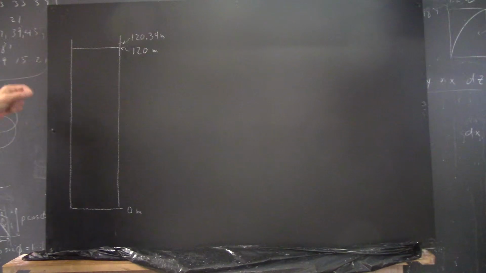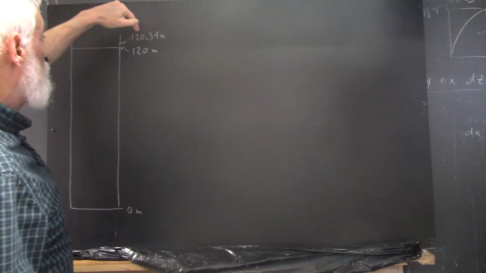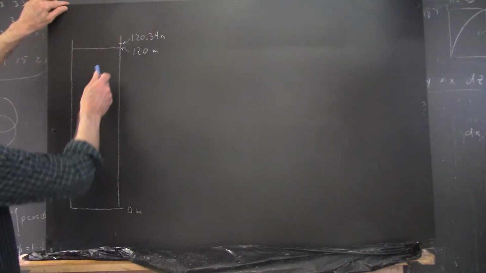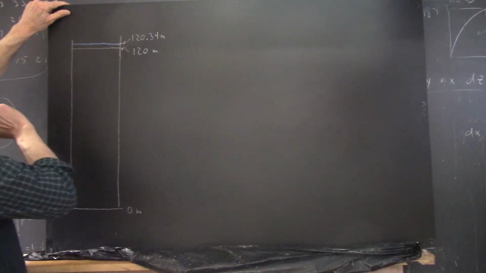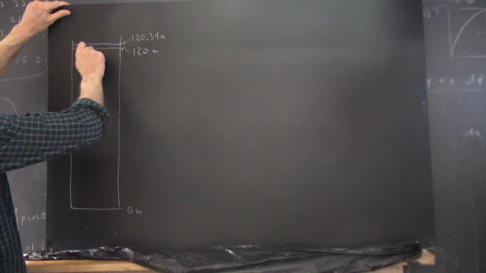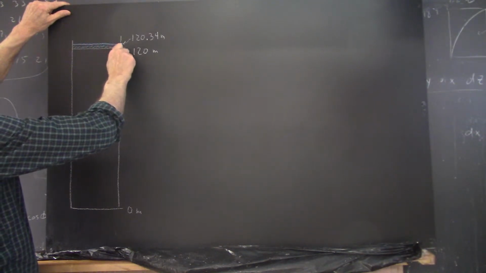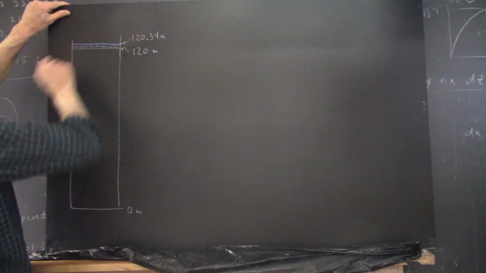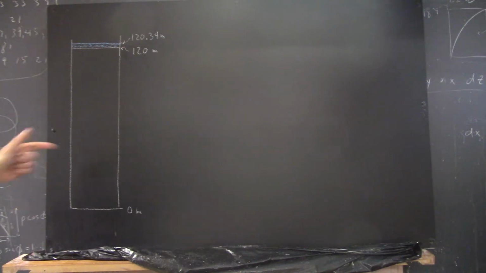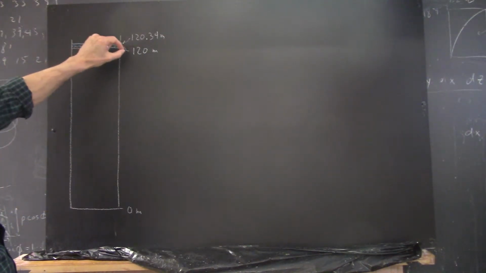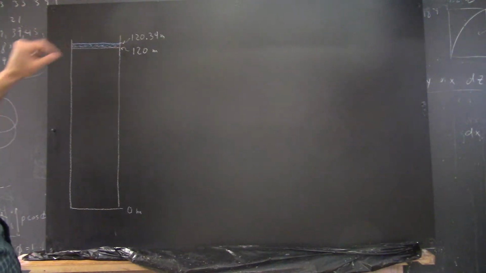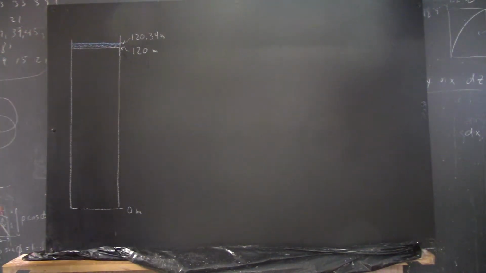and then we're going to pump more water into it so that the water level rises to 120.34 meters. So I'm going to draw that level in a different color, and I'm going to kind of shade that region in so we see the water that was added. Now this isn't to scale. 0.34 meters on the scale from 0 to 120 here would be a very thin layer. So I'm exaggerating the thickness of this layer still.